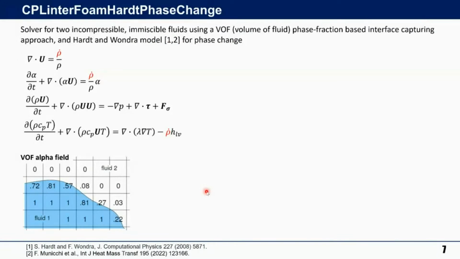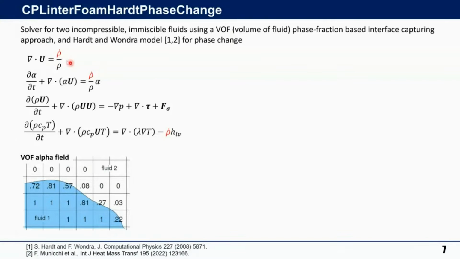So for those of you who are not familiar with the volume of fluid method, the volume of fluid method maps the domain giving 1 to the cells which are filled with the fluid 1, 0 to the cells that are filled with the fluid 2, and we have values of the volume fraction in between for cells that are partially filled by one fluid and the other one.